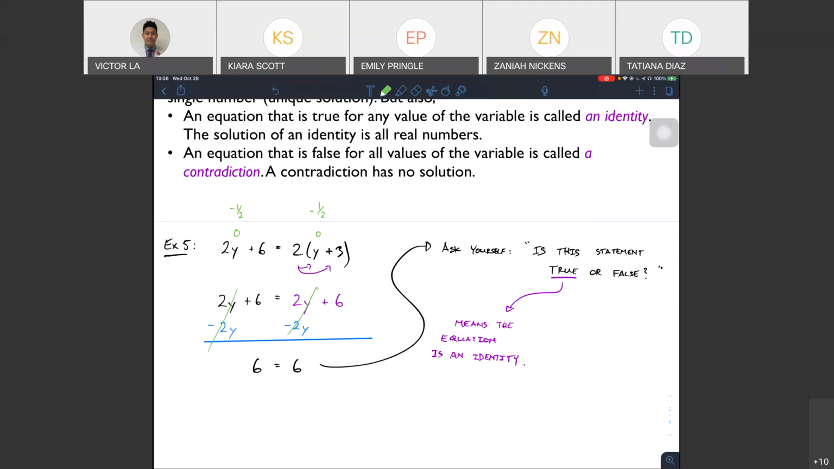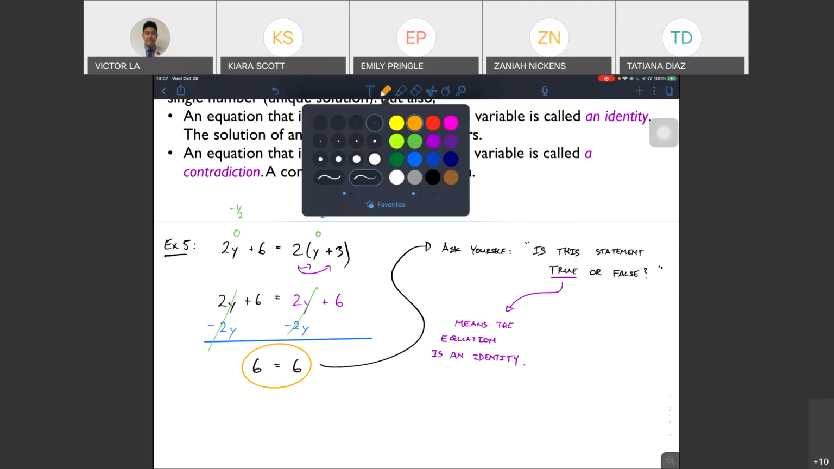So that's what they mean by the solution of an identity is all real numbers. That means no matter what the variable is, it can be any number you pick in the world. It's always going to give you a true statement. And when we do the algebra and arrive at this statement of 6 equals 6, this shows you that the equation is an identity. So that's that. Okay.